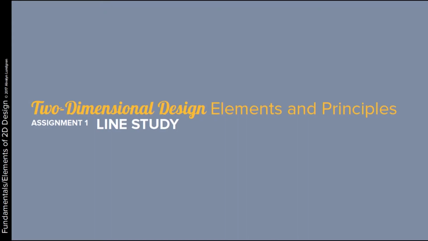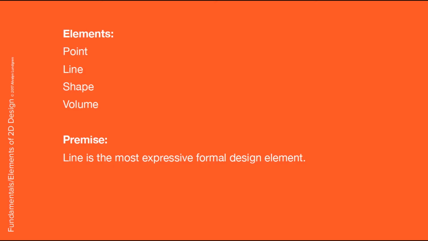Okay, I wanted to introduce the line study assignment, and this is the first assignment in the two-dimensional design class. And line, of course, is one of the very basic formal elements of design, and formal, of course, is about form, the visual appearance of something. And our form language is made up of point, line, shape, plane, volume, and so forth.